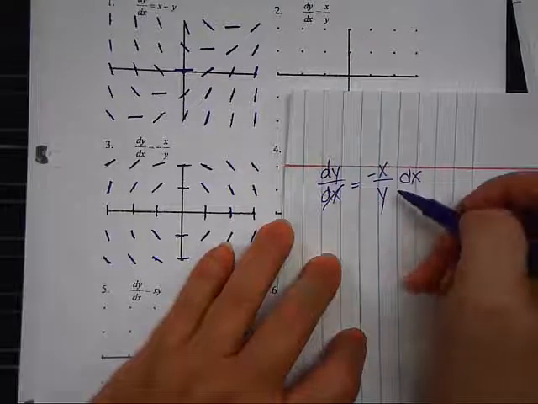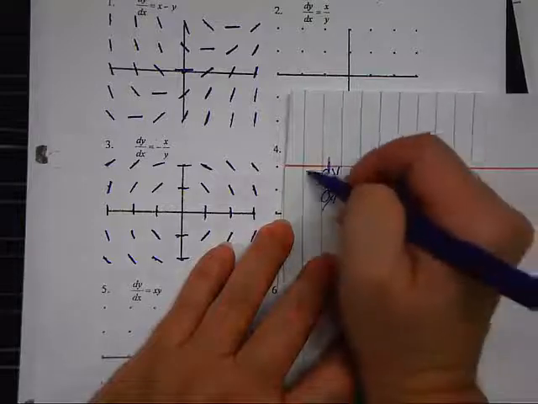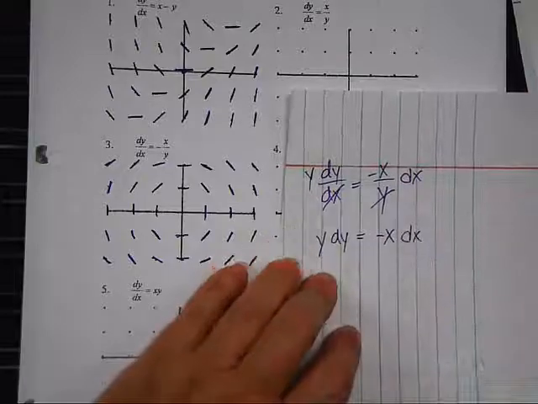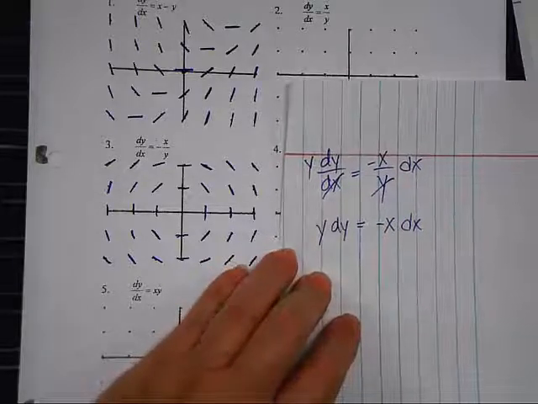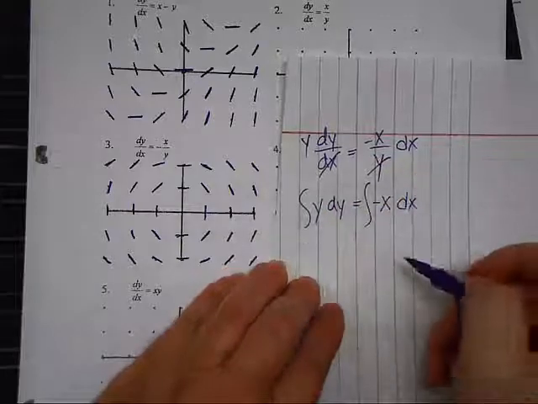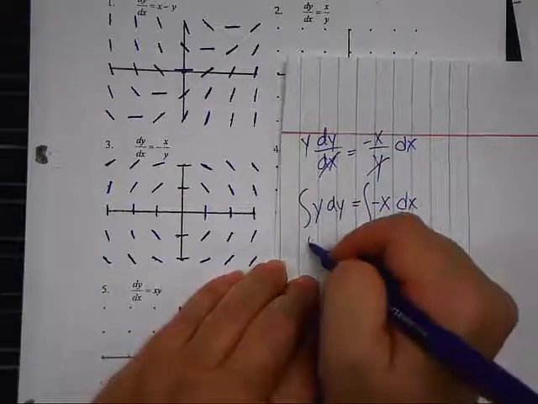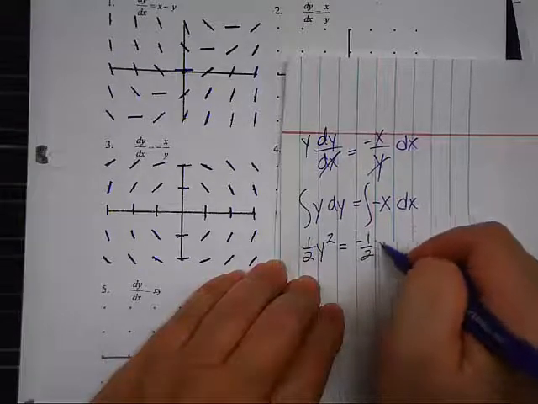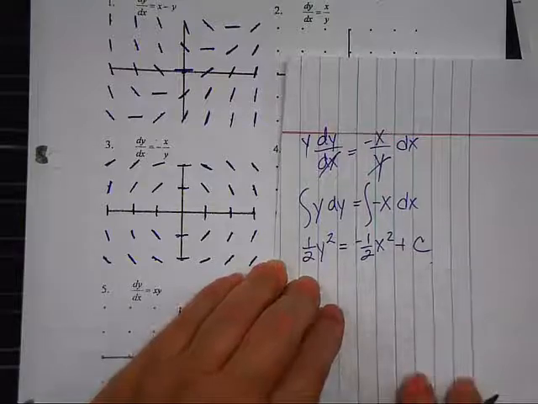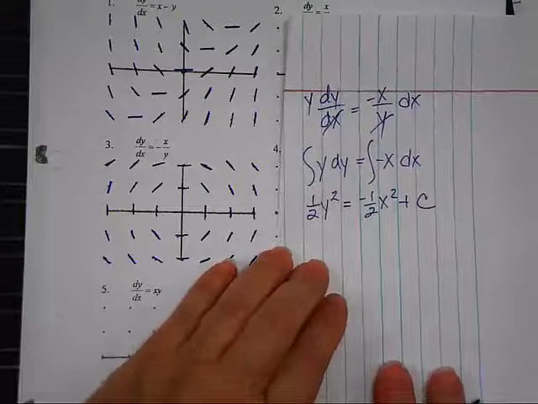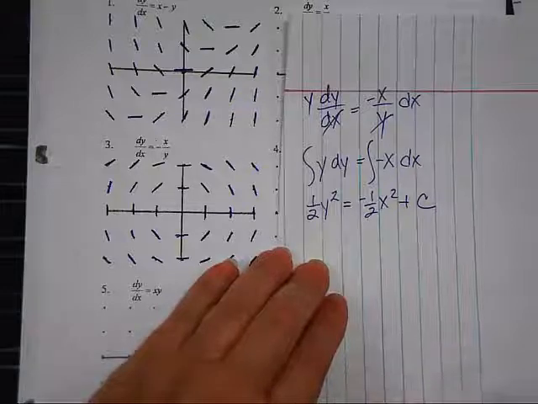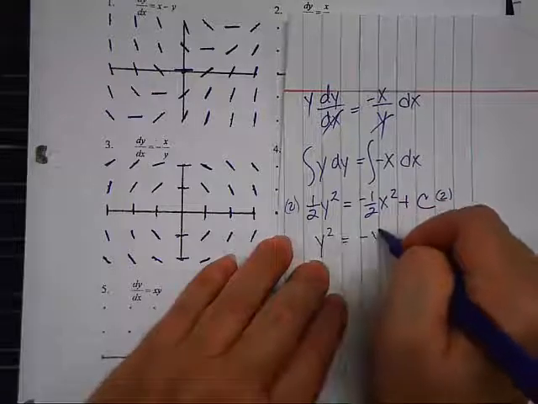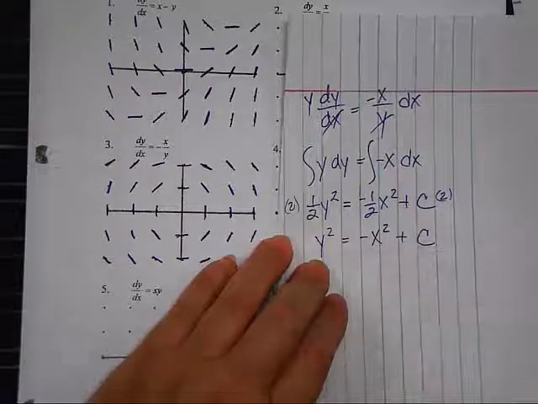Y goes to the other side. How do I move it? Multiply, so the y goes there. So now I have y dy equals negative x dx. Agreed? Okay, what do you do now? Antiderivative. Integrate both sides. What does this become? 1/2 y squared equals negative 1/2 x squared plus c. Okay. Now, if I wanted to clean that up, what would be the next step? Multiply both sides by 2. So that would be y squared equals negative x squared plus just a c.